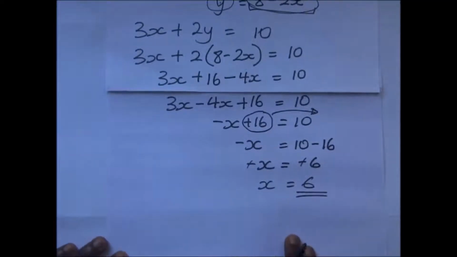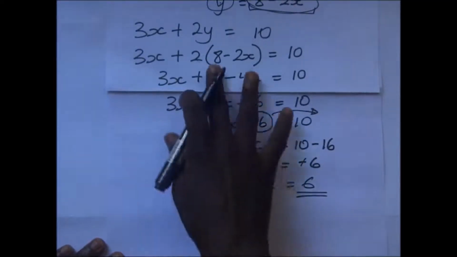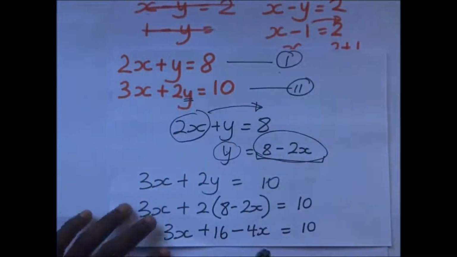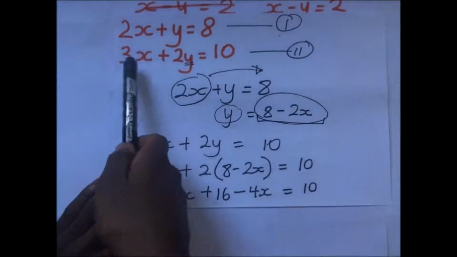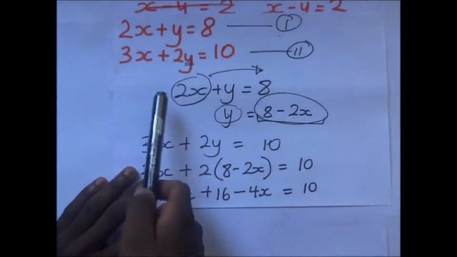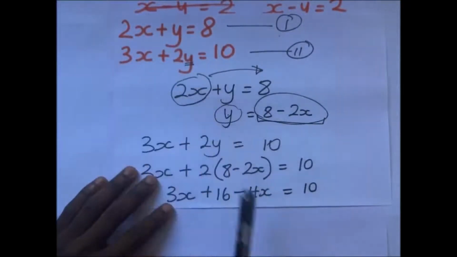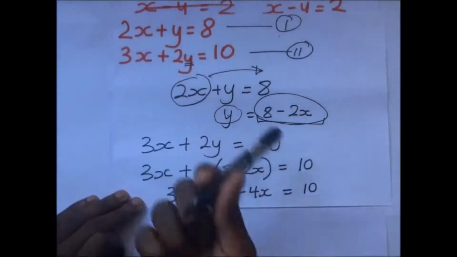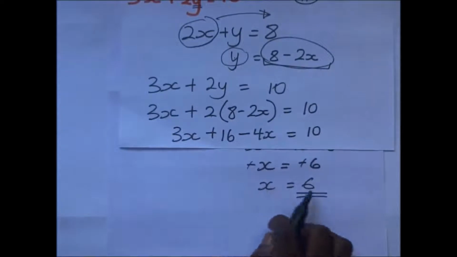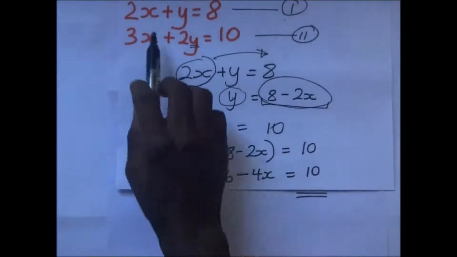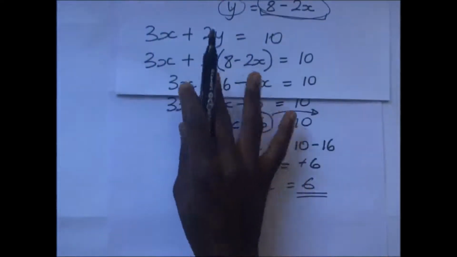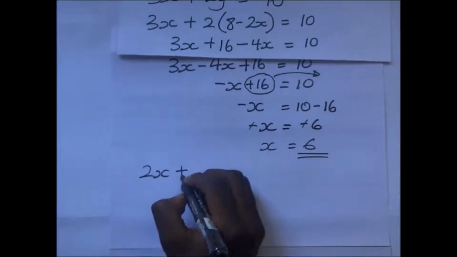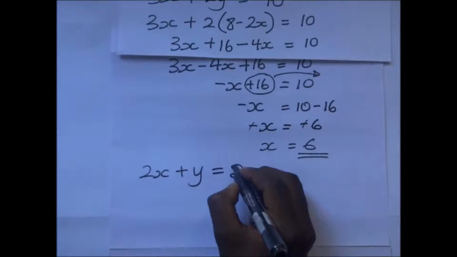So after getting the value of x, we can now go ahead and find the value of y. How do we get the value of y? We take this value of x that we have gotten and just substitute it in any of these equations. You substitute it in any equation you choose and you get the value of y. Let's substitute it in the first equation, which is 2x plus y is equal to 8.